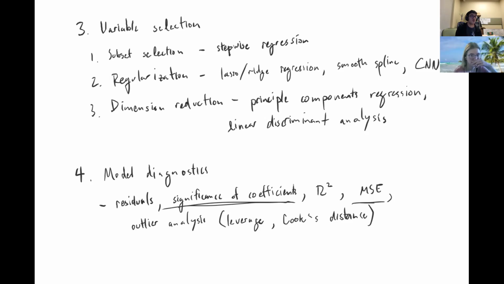And so, no, I wouldn't say that if I had some data set and I wanted to be really robust, I would just do a stepwise and a lasso, ridge, a smooth spline and a PCR. It depends on the type of data that you have and on what you're trying to achieve through the modeling.